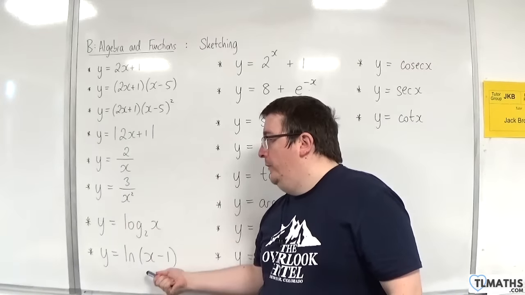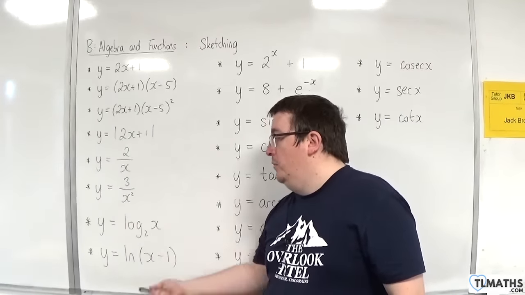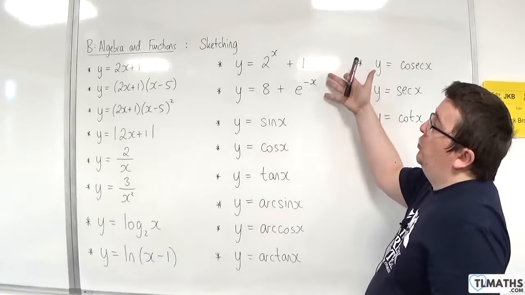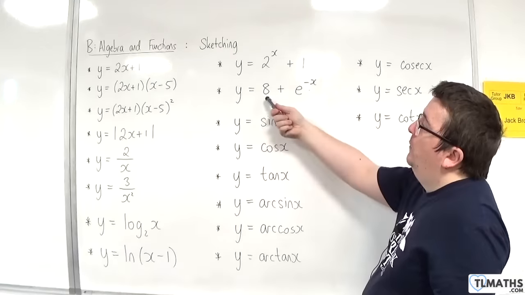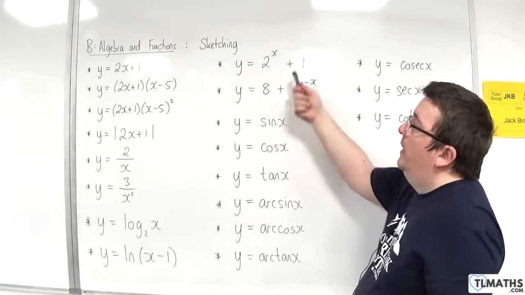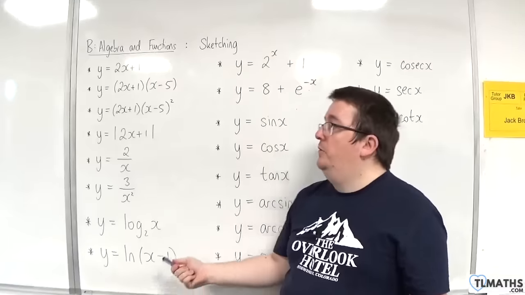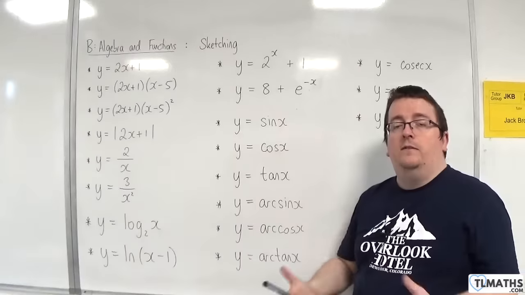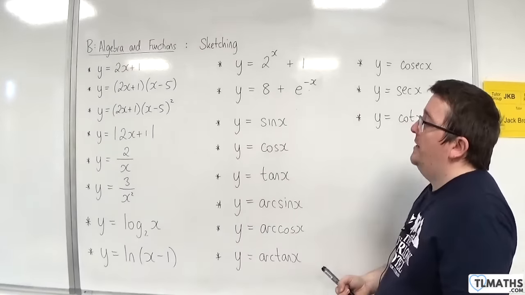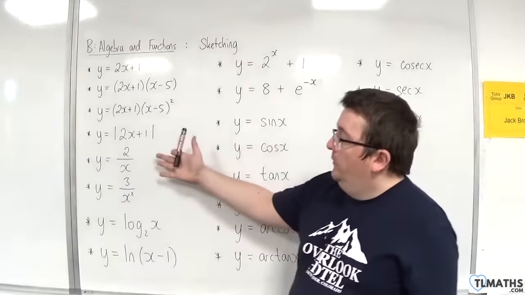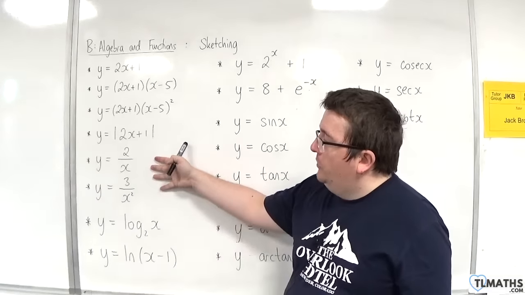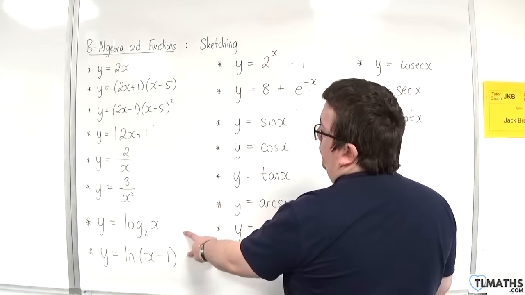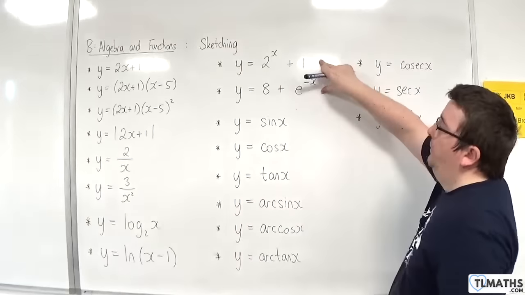Log curves. Log base 2 of x, for example, or the natural log of x take away 1. Exponential graphs, y equals 2 to the x plus 1, y equals 8 plus e to the minus x. And of course, with these come the asymptotes as well, as they do here. So making sure that you're drawing those in, you should have vertical and horizontal asymptotes. So vertical and horizontal for those. Vertical for these, horizontal for these.